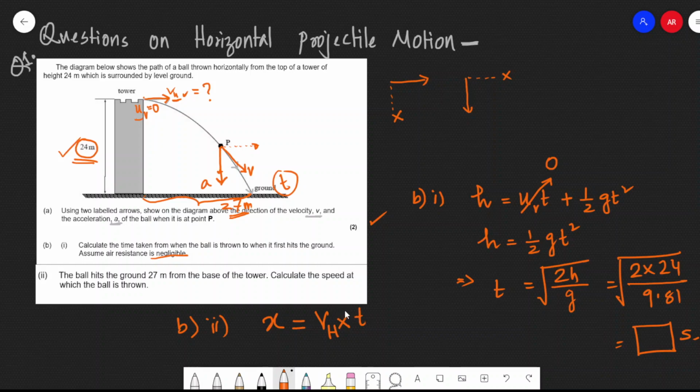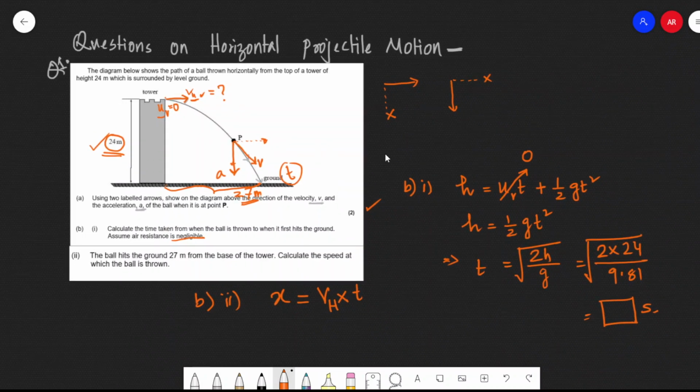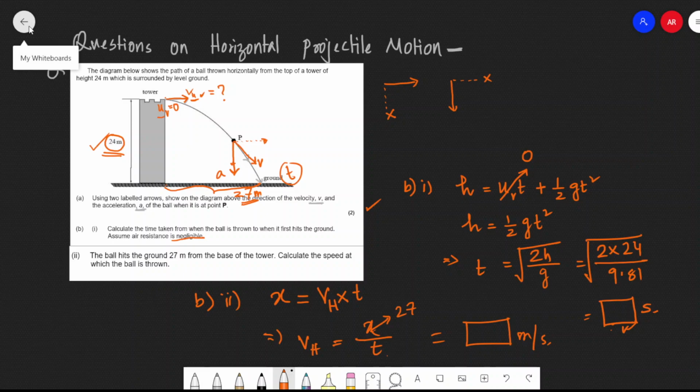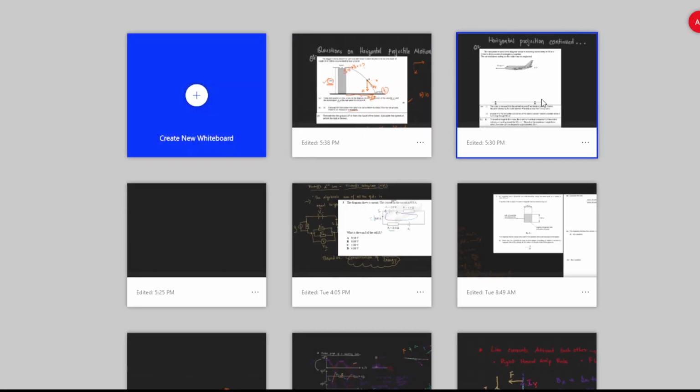The ball does not accelerate either, because the ball has been projected horizontally just at the moment it is thrown. So if I make vh the subject, I am going to get the value of vh, because time has already been calculated. x is 27 here, and time is whatever you have got. So this is something in meters per second. So this is the first question on horizontal projection. Now let's look at question number 2.